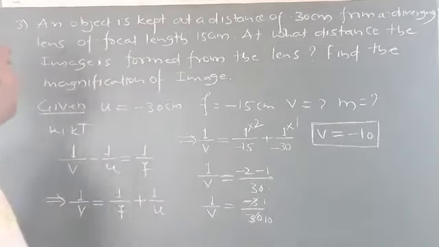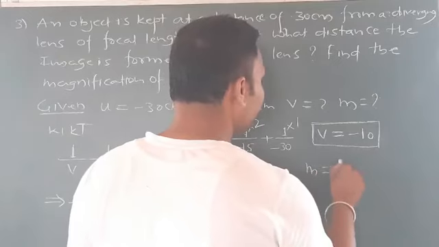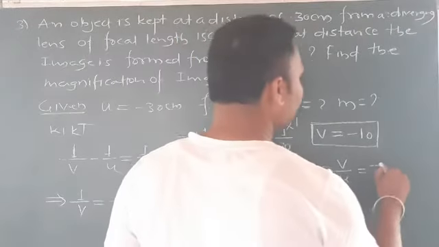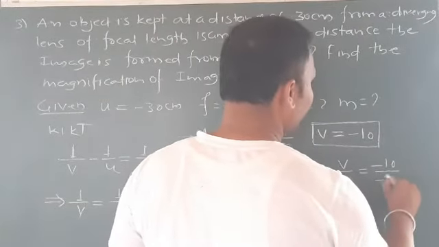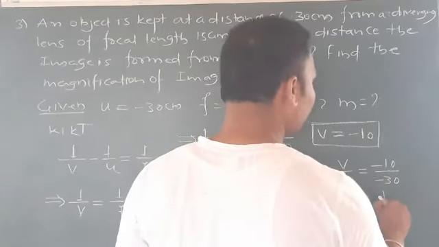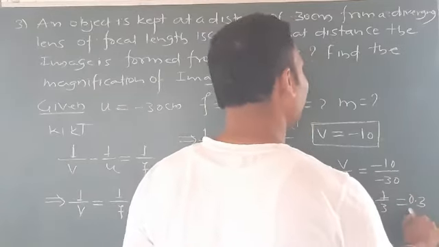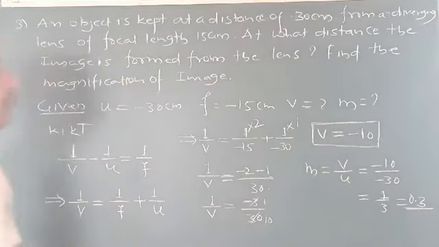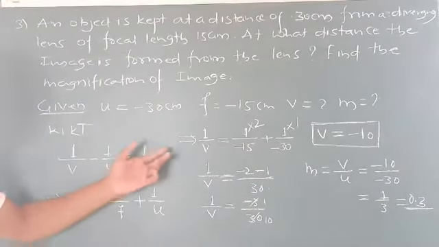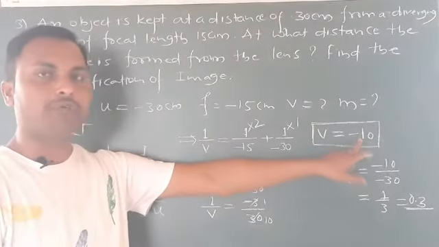One more thing we need to calculate is m, the magnification. M is equal to v by u for a lens. Now v is minus 10 and u is minus 30. The minuses cancel, and 10 ones are 1 by 3, so this becomes 0.3. Magnification is 0.3, and the image distance is minus 10.